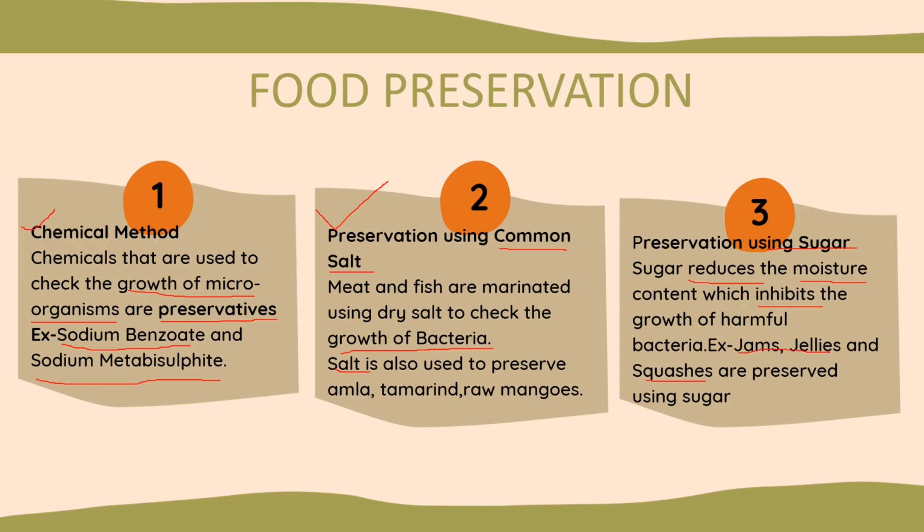And what happens when your jam gets very old? You see that it becomes watery, right? It is because the effect of sugar gets reduced and it starts to get spoiled. The preservative is no more acting on it. So it is advised that when these jams or jellies become very old, you should not consume them.